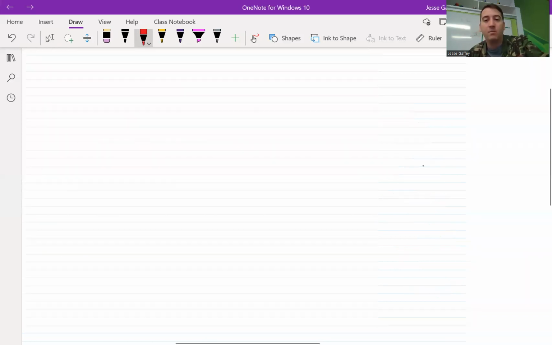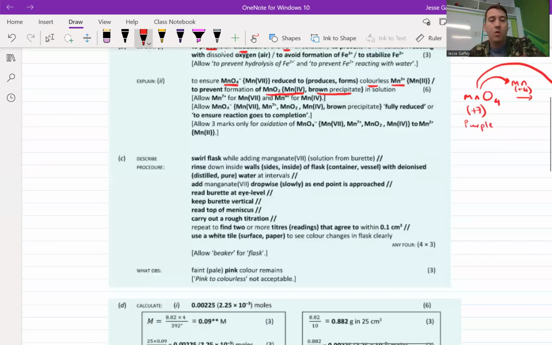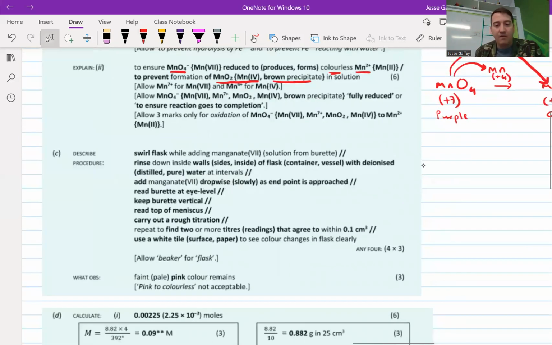Okay, let's go over to the marking scheme. What things do we have to do? And we need any 4 of 3. So first of all, we want to be swirling the flask. So as we're mixing, we want to be swirling it. If we're not swirling it, then we're not mixing the solutions together and they're not reacting properly. And you could be gone way past the end point. By the time you pick it up and mix it, you may have way too much added. So you want to be swirling all the time. You want to stop and rinse down the sides or walls of the flask with the deionized water.